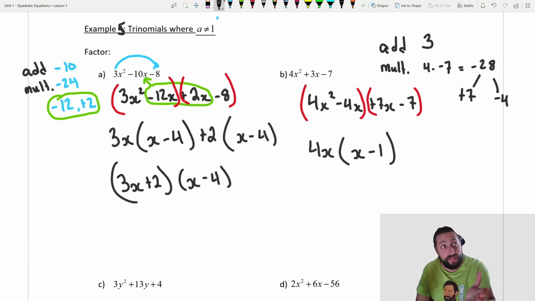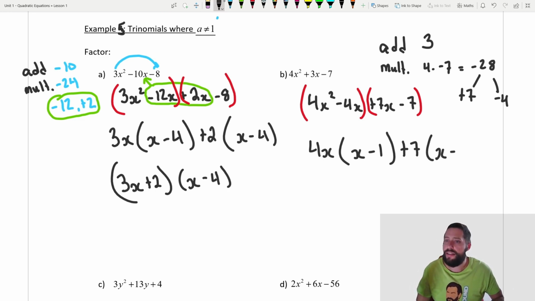Okay, next one. 7x, positive 7x minus 7. The greatest common factor is going to be 7. In this case, positive 7, because all we have left is, again, x minus 1. Because these two brackets are the same, we can now rewrite it so that it's 4x plus 7, and then x minus 1.